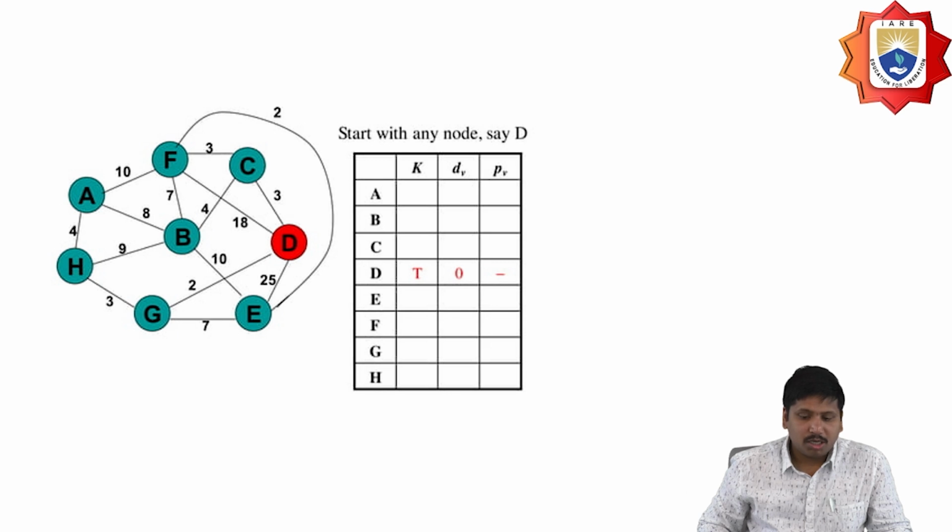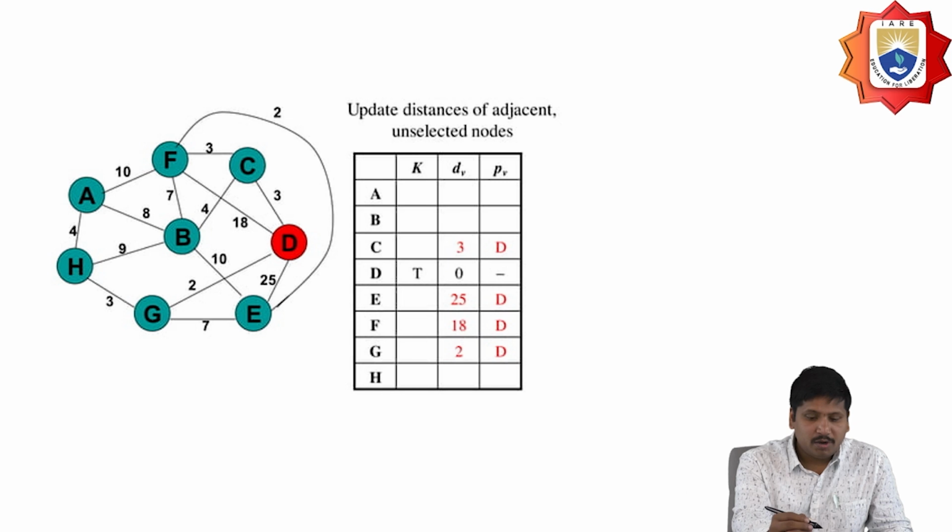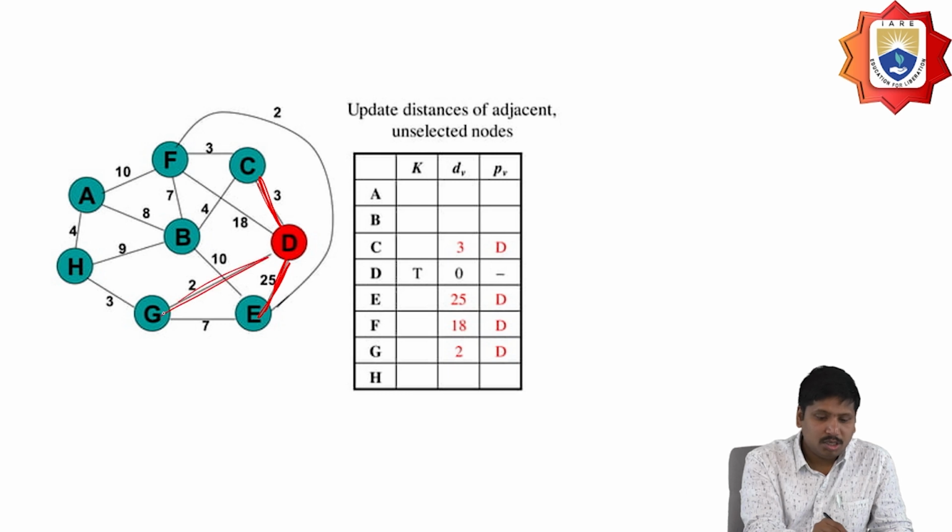So for D, I'm going to mark it as 0, and from this I'm going to identify what edges are connected from D: that is D to C, D to E, D to G, and D to F. What is the value of D to C? That should be 3, D to E is 25, D to F is 18, and D to G is 2.